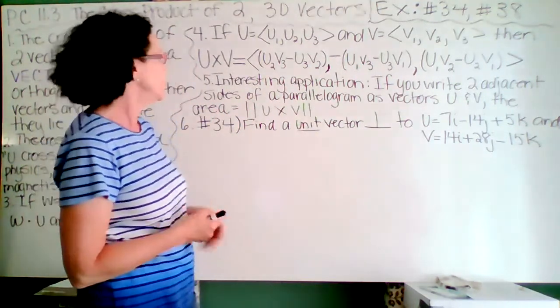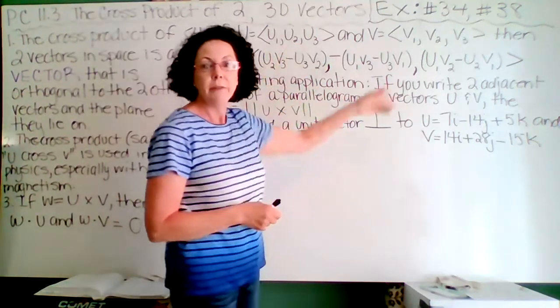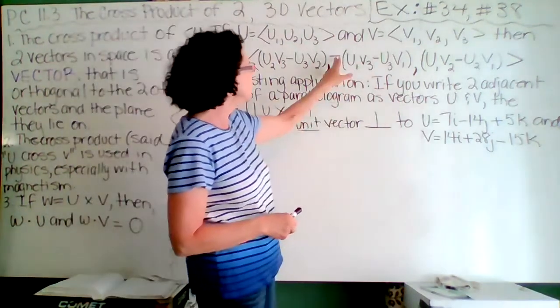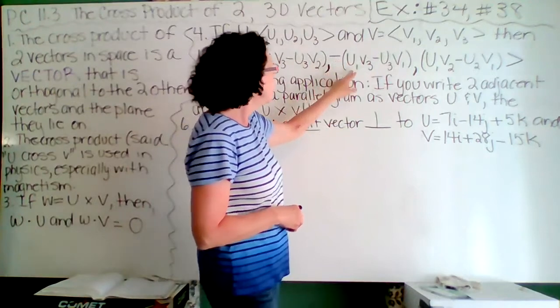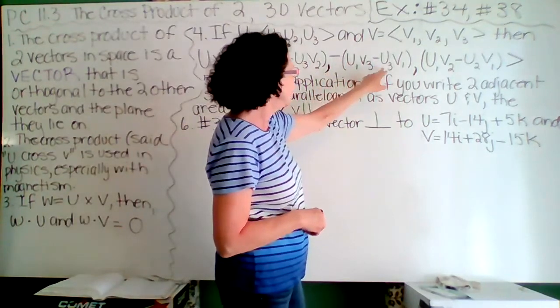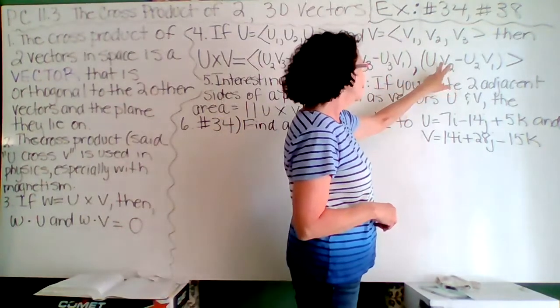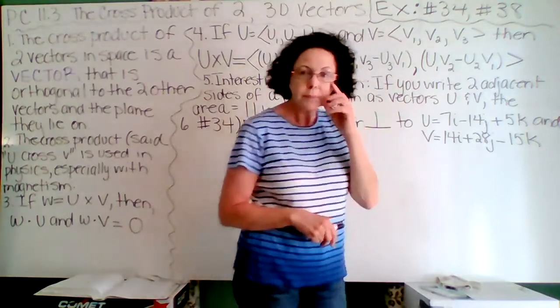You just have to be super careful, right? You know where your U1, U2, U3s are, and your V1, V2, V3s. The second component is the opposite: the negative of U1 times V3 minus U3 times V1. And the third component is U1 times V2 minus U2 times V1.